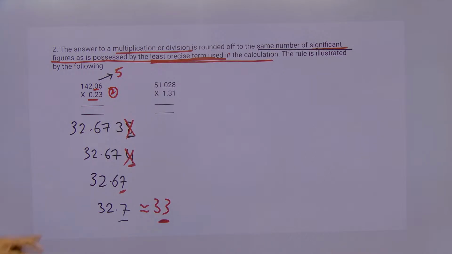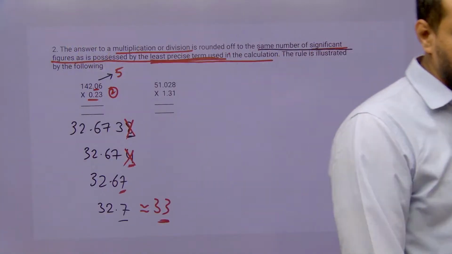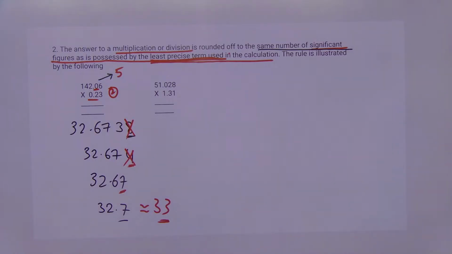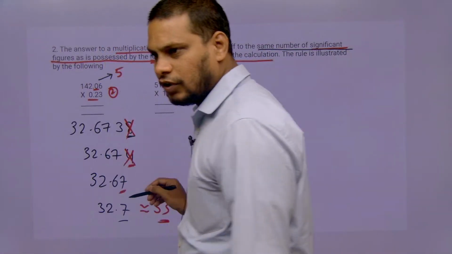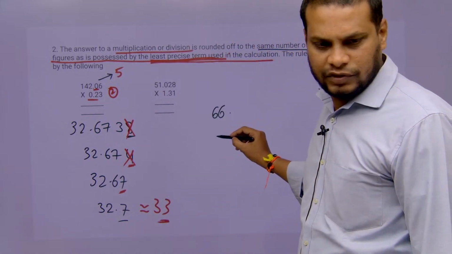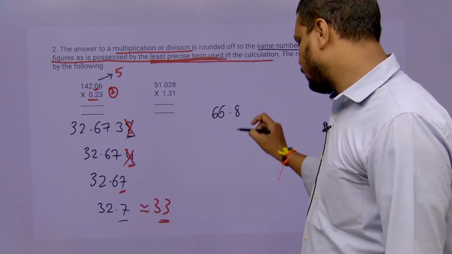What should this value be? Then calculate. How much did you get? 66.8466. So 66.8466. No, tell me once again.